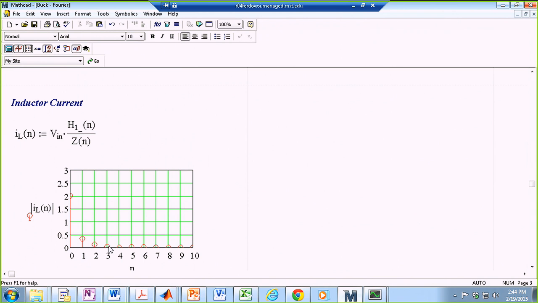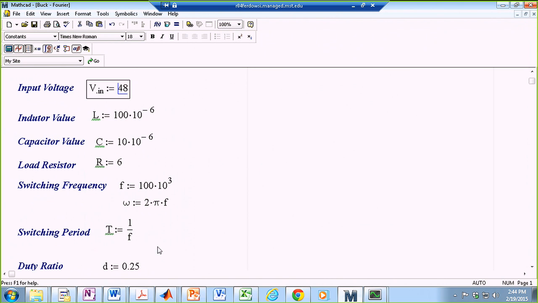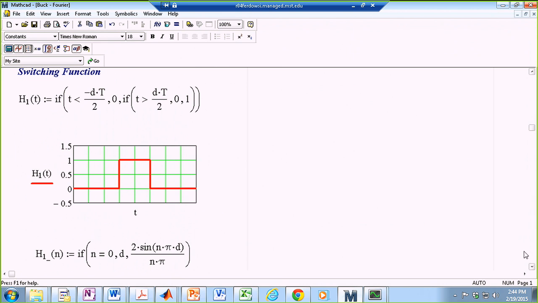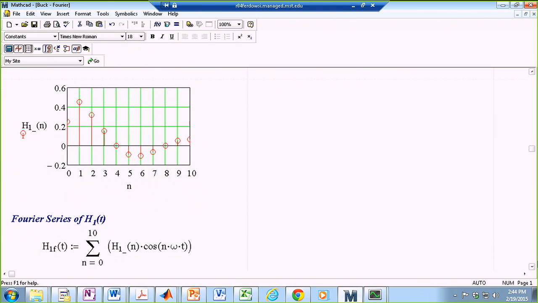And if you want to double check, the DC value of the inductor current is 2 amperes. This is because input voltage is 48, duty cycle is 25%, so the output voltage is supposed to be 12. Load resistance is 6. 12 divided by 6 is 2 amperes, and that is actually the average value of the inductor current as well in the buck converter. So I'm not surprised to see this 2 over here.